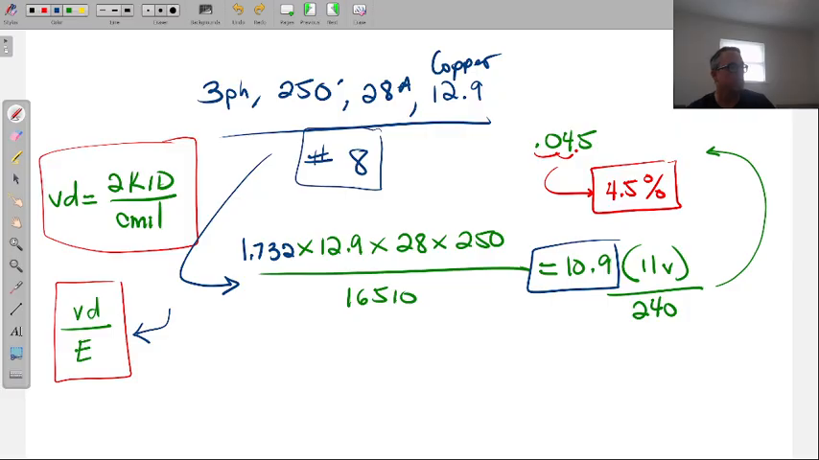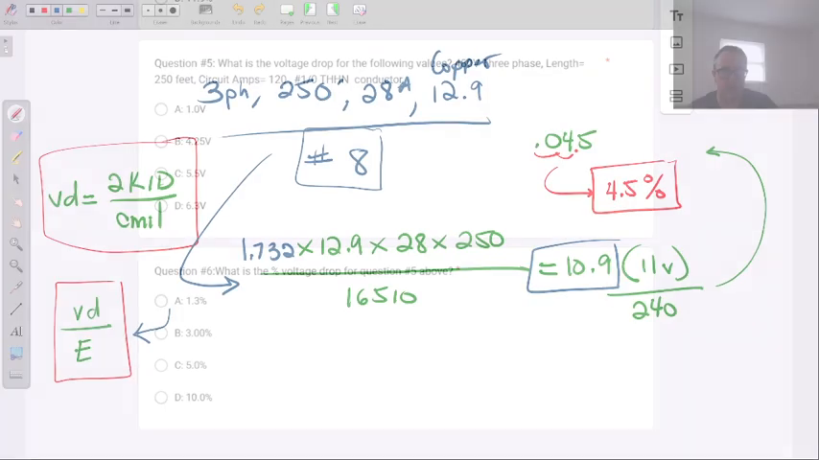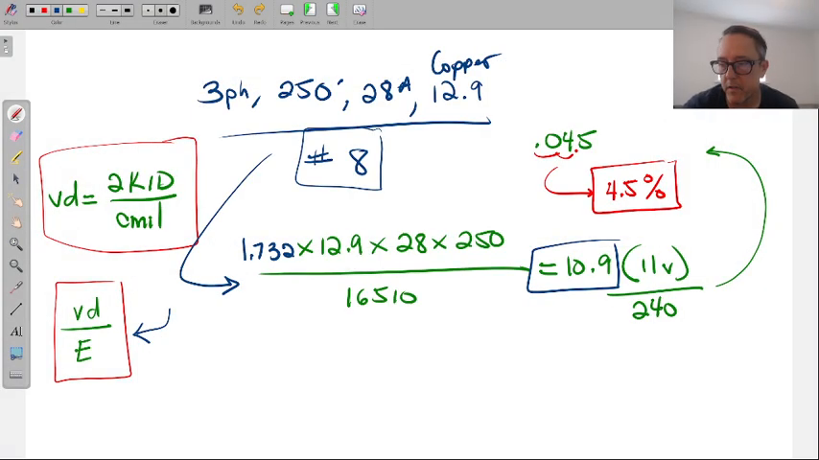You're not going to find this question on exam 1, but again, that's why I'm letting you work on questions 5 and 6 on your own, just because it's a little more interesting with the added 480 volts three-phase. And to find the percentage, same thing, you just divide by whatever voltage I give you. If I say 208, we divide by 208. If it's 480, we divide by 480.